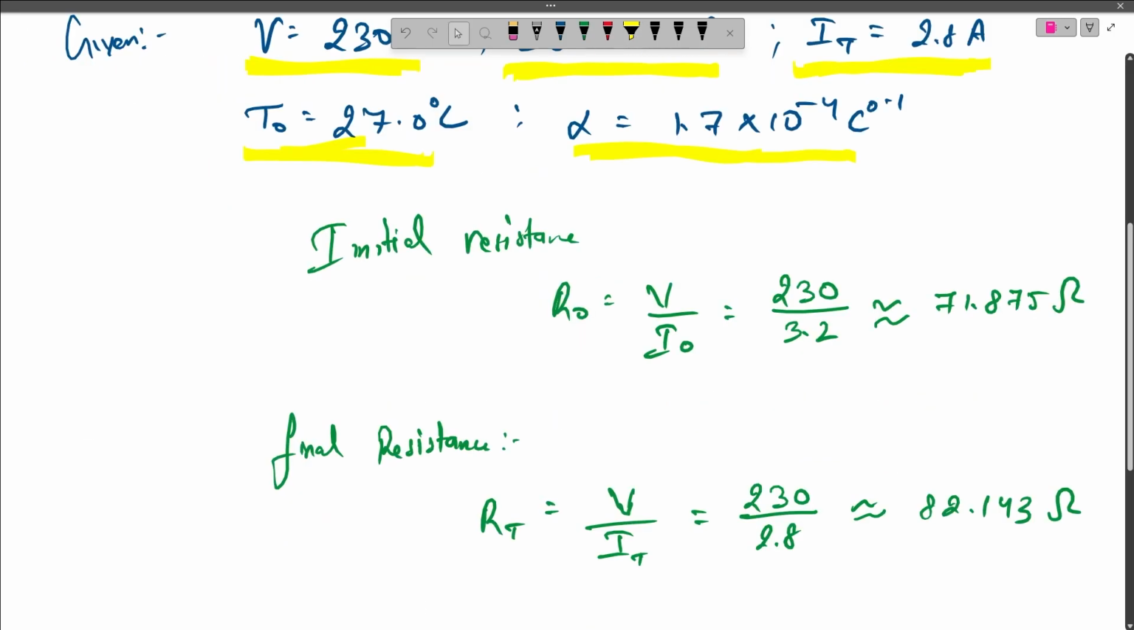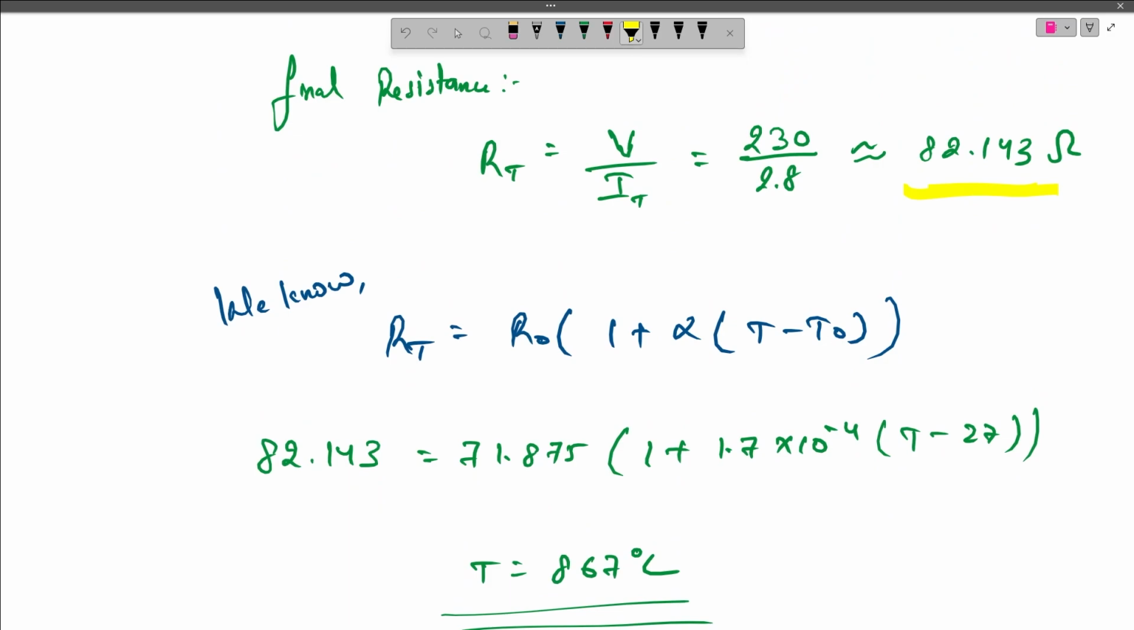So calculating the initial resistance, we can use the formula V by I. Since the potential difference is the same, V would be equal to 230 and the initial current is 3.2 ampere. So we will get R naught, or the initial resistance, as 71.875 ohm. Now the final resistance can be calculated using the same formula, just using the final current, or the current at temperature T. We will get a value of 82.143 ohm.